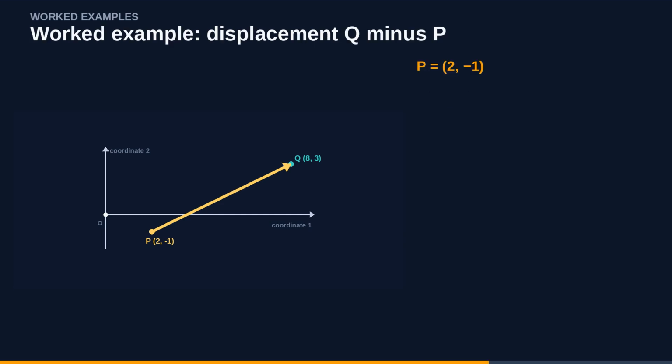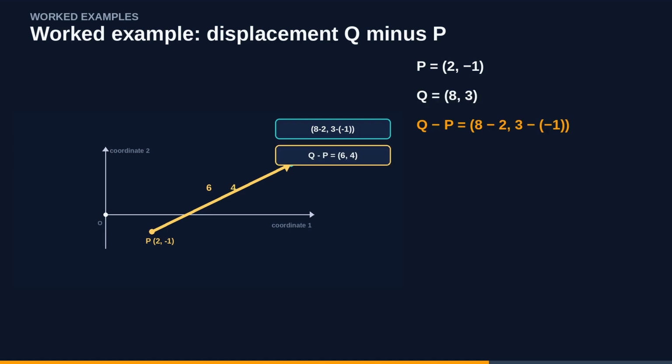Find the displacement vector from P at 2, -1 to Q at 8, 3. Subtract coordinate by coordinate. 8 minus 2 is 6. 3 minus -1 is 3 plus 1, which is 4. So Q minus P is 6, 4. The displacement from P to Q is 6, 4. The trap, adding the points or reversing the order to P minus Q, swaps the geometric job. That is a different arrow.